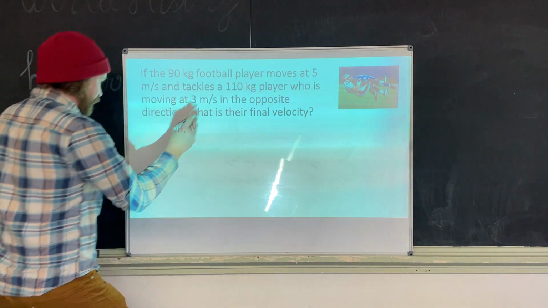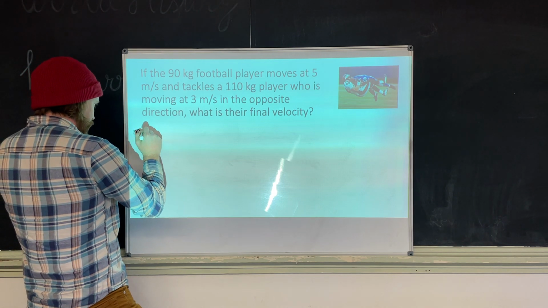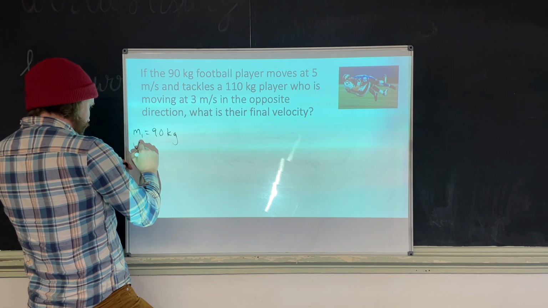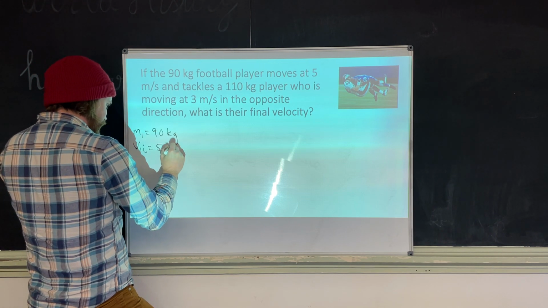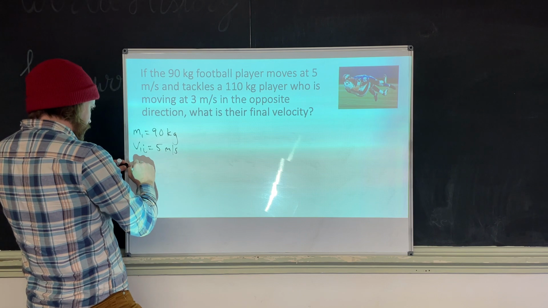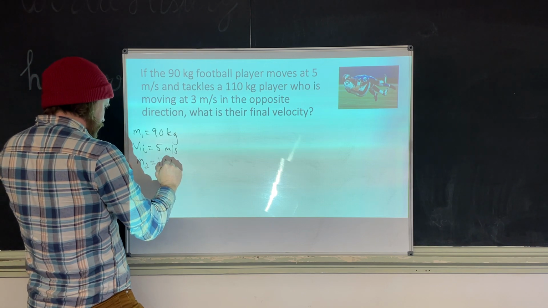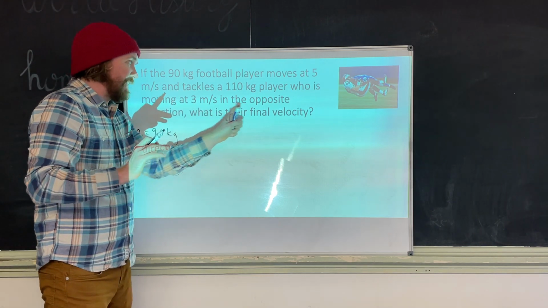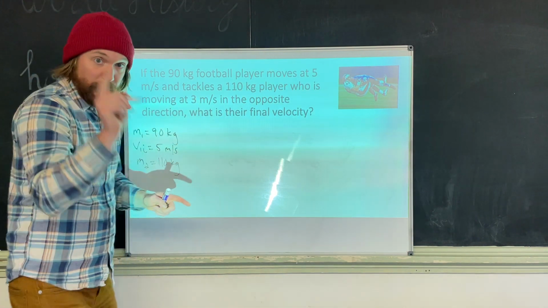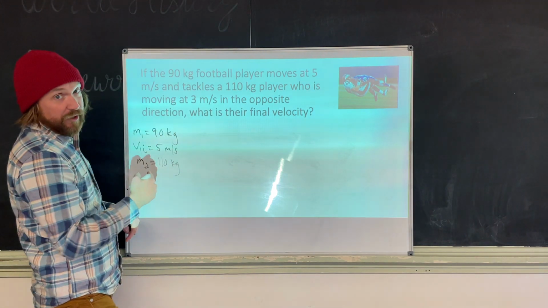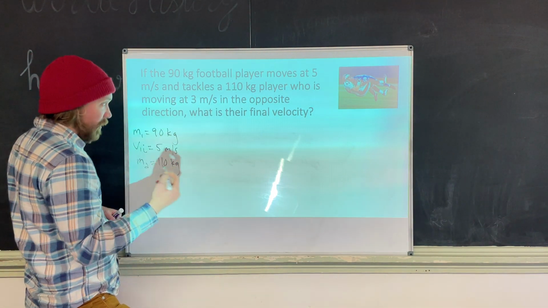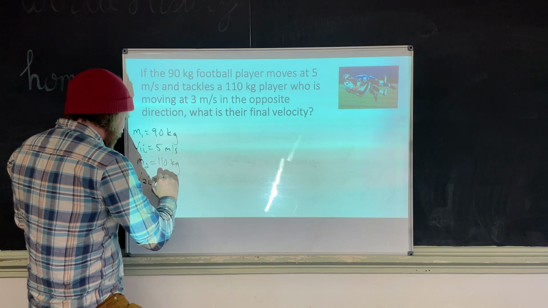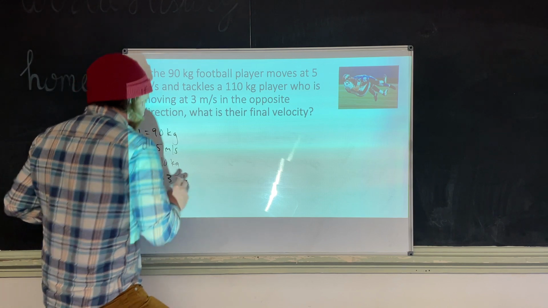We have a 90 kilogram football player, same, M1, 90 kilograms, moving at 5 meters per second, V1I, 5 meters per second, who tackles a 110 kilogram player who is moving at 3 meters per second in the opposite direction. Very important. So now our second football player has their own velocity. So V2I is now equal to negative 3 meters per second.